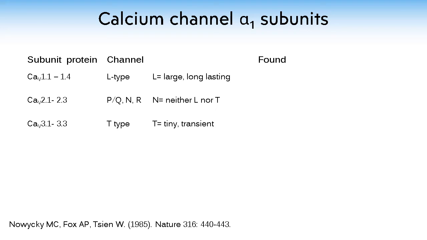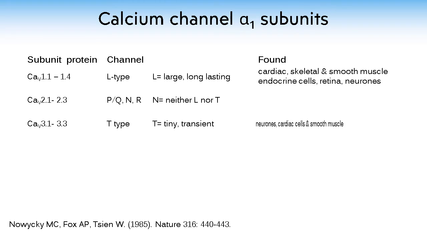L-type channels are found in all muscle types, as well as endocrine cells, retinal cells, and some neuronal cell bodies. T-type channels are found in cardiac pacemaker cells, some smooth muscle and neurons. On the other hand, PQ, N and R-type channels are largely neuronal.